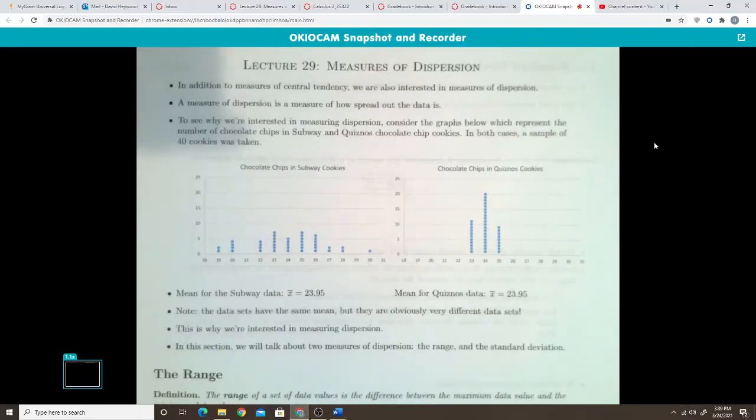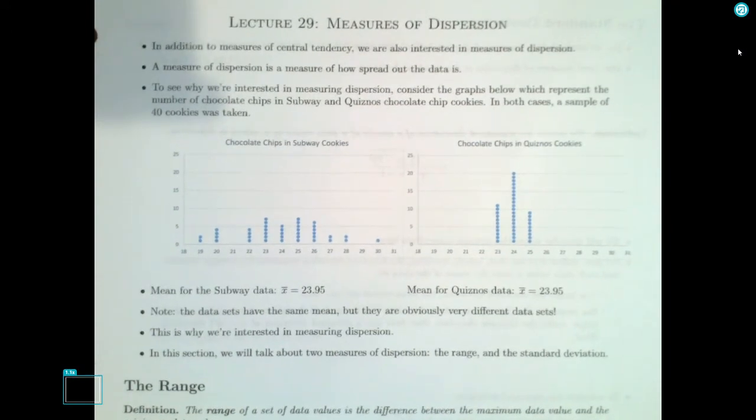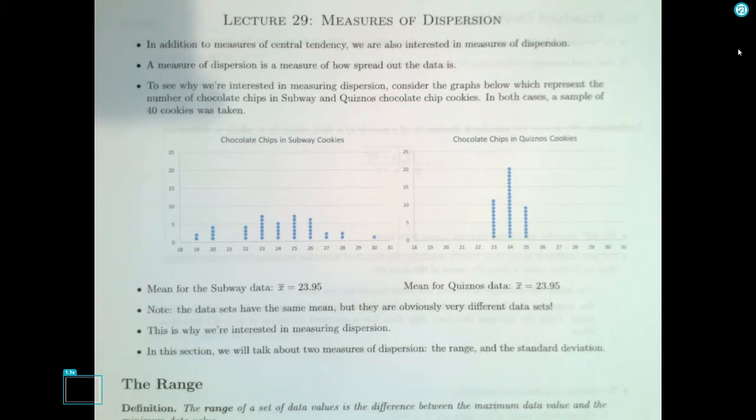All right, moving on, let's talk about measures of dispersion. So far with our work in statistics, we've talked about how to organize data and come up with visual summaries of data. And then in the previous lecture, we talked about how to find measures of center: mean, median, and mode. In this lecture, we're going to talk about measures of dispersion, which are measurements of how spread out the data is.